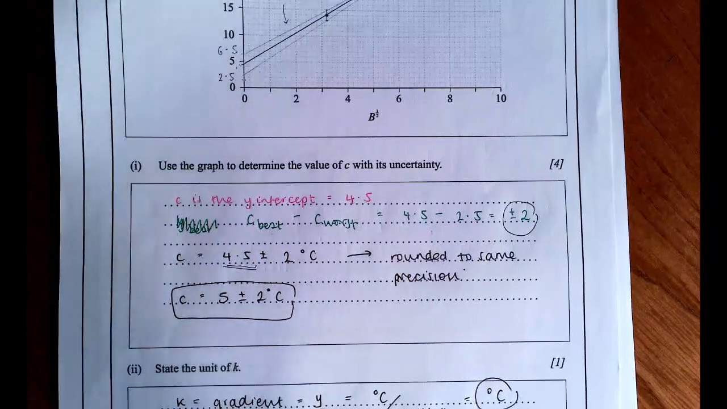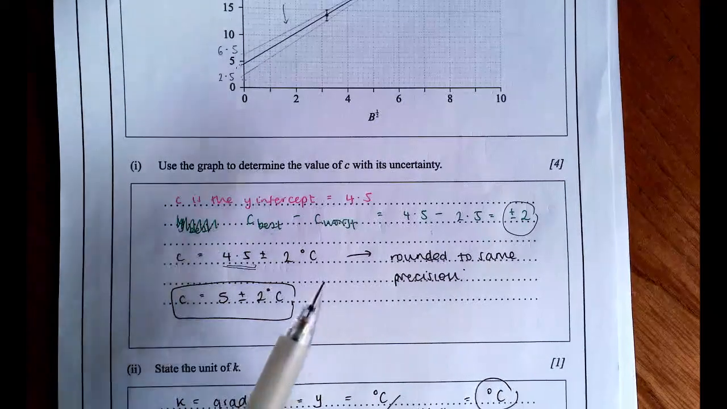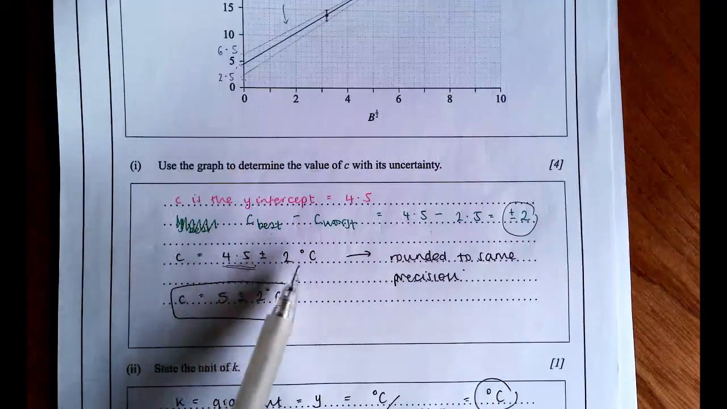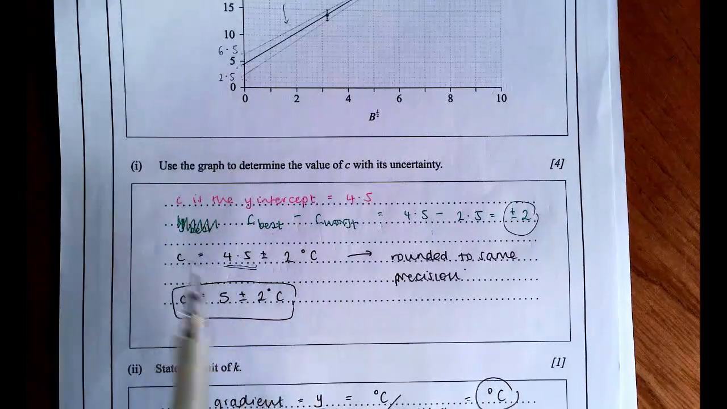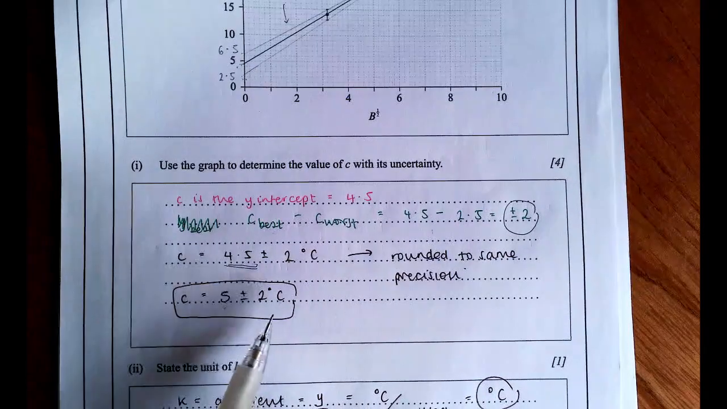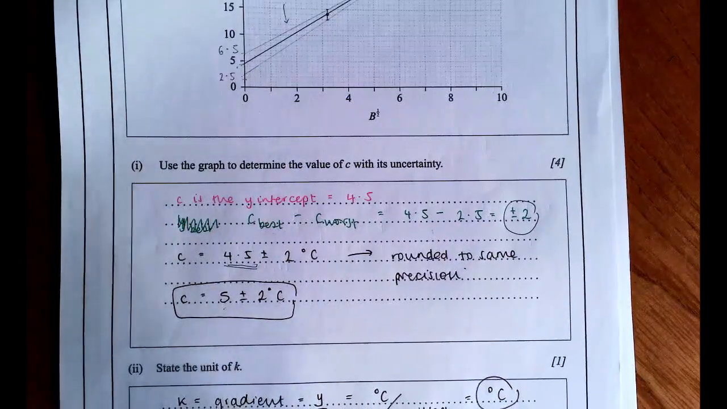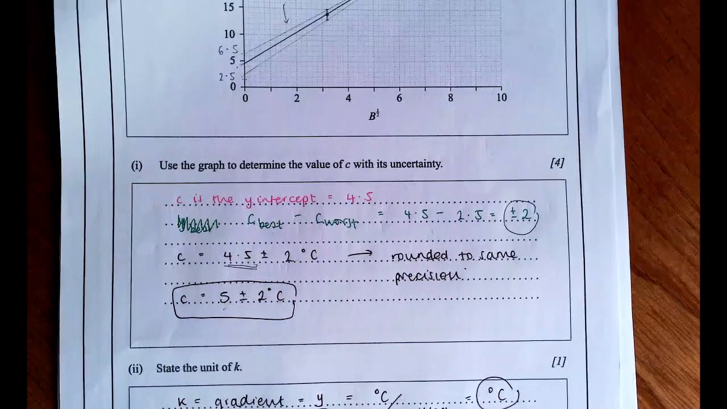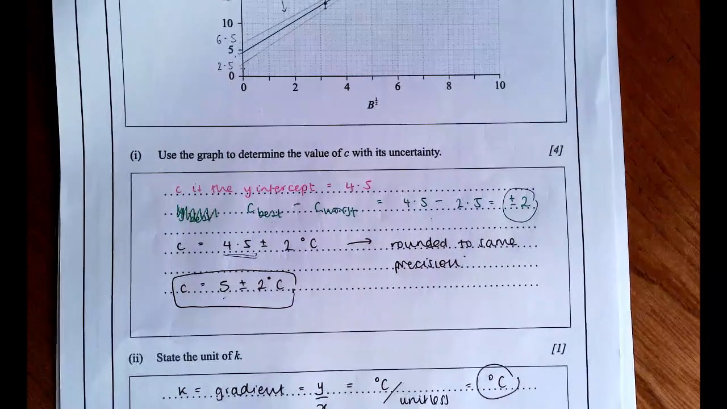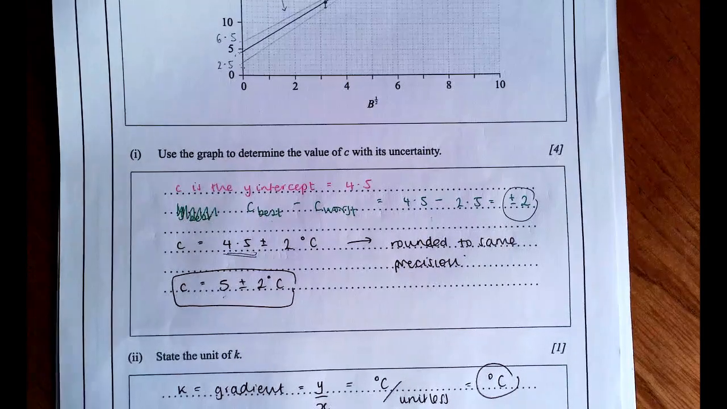Now for the fourth mark, I need to make sure that my value and uncertainty have the same precision. So just round this up to 5. 5 plus or minus 2 degrees Celsius. Okay? Because you should be able to measure both the uncertainty and the intercept to the same precision.